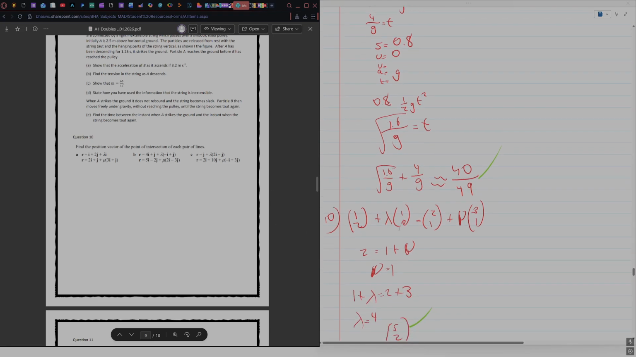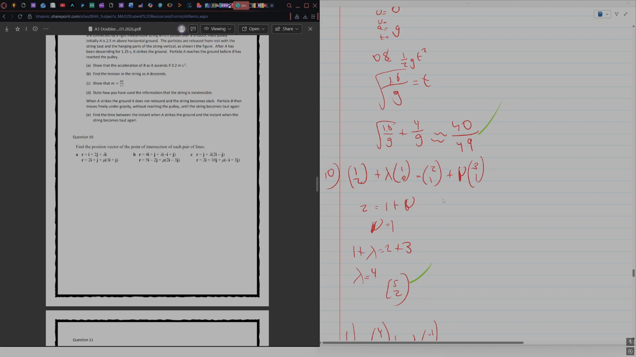Next, this is some of the core pure stuff, so you don't have to worry about this right now. It shouldn't be too hard, but if you don't get it, don't worry, because it's next year's content.